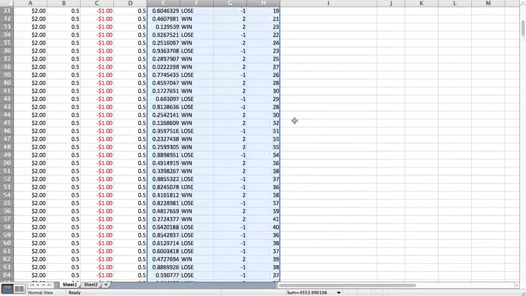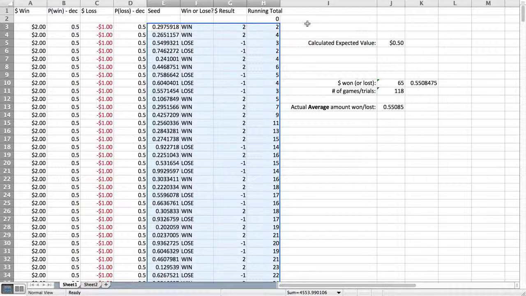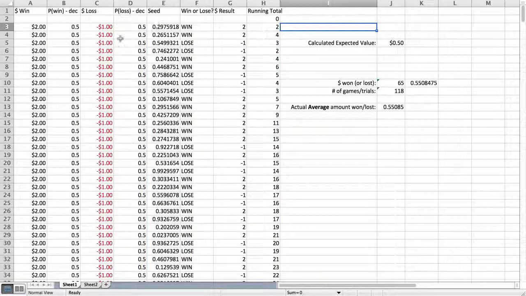Okay, so let's look and see what's happened here. It recalculated again. The first game we ended up actually winning, so we're $2 up. The next game we won, so we're another $2 up, which gives us $4 that we've won in total. The third game we lost, so we went down $1, so we're only winning $3. Or we only have $3.